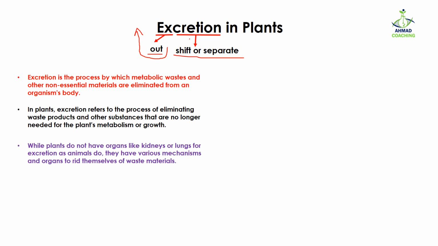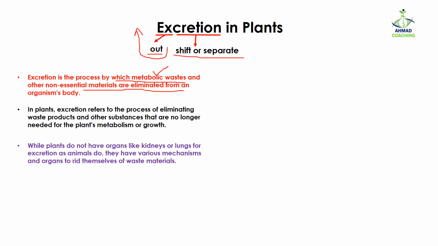If you talk about the definition of excretion, excretion is the process by which metabolic waste and other non-essential materials are eliminated from an organism's body. One thing is very important: whenever you are talking about excretion, you are always talking about the elimination of metabolic waste, which is produced during the process of metabolism. No other waste is removed by the process of excretion, only the metabolic waste. For example, carbon dioxide in the case of humans, oxygen in the case of plants. So all these waste materials are removed by the process of excretion.